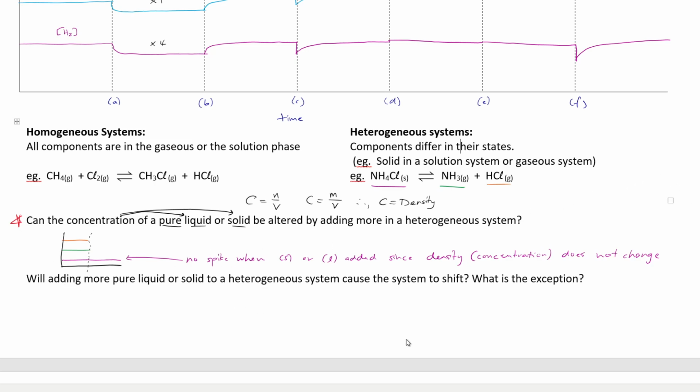Will adding more pure solid or liquid to a heterogeneous system cause a system to shift? And the question is, what is the exception? Well, if you add more solid, as we can see here, there will be no shift. When you add more pure solid or more pure liquid, there will be no shift, since the system is already at equilibrium.